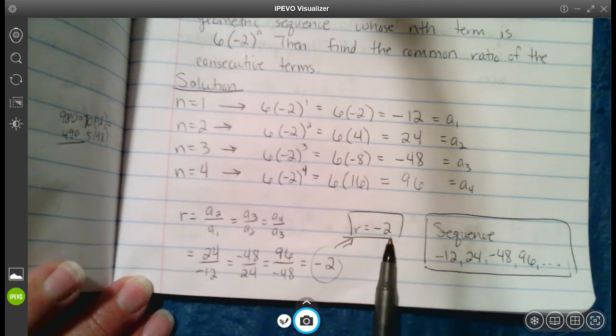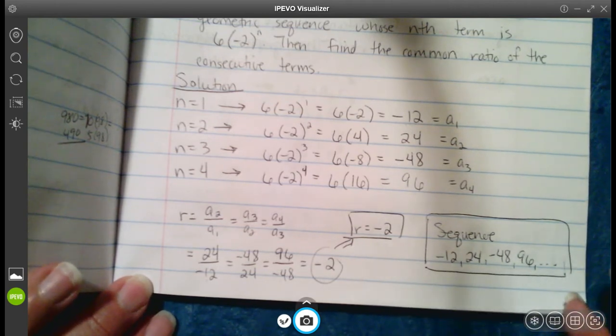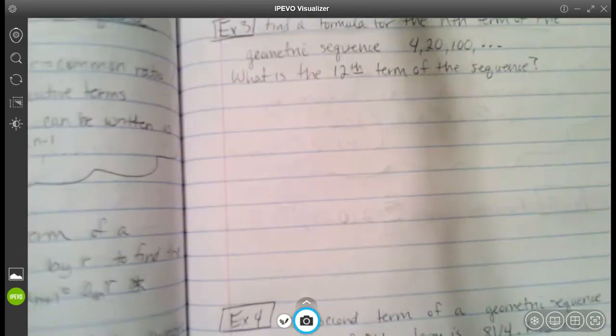R equals negative 2. The sequence officially, we have our numbers listed here with some dots because it is going to go on forever. And that's it. That is it for the first problem. So pretty simple. Let's look at the next one.